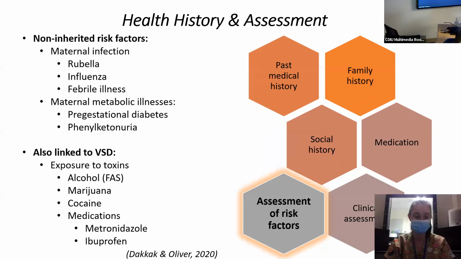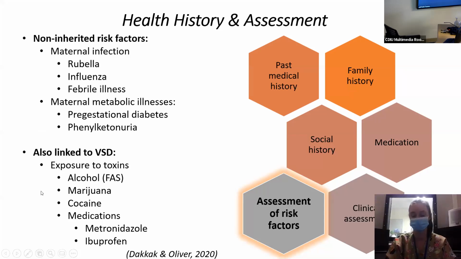Assessment of risk factors aids the practitioner further. It is important to take note of non-inherited risk factors, such as maternal infections, like rubella, influenza, and febrile illnesses, as well as maternal metabolic illnesses, such as pregestational diabetes and phenylketonuria. Also linked to VSD is exposure to toxins such as alcohol, marijuana, cocaine, and medications, such as ibuprofen and metronidazole.